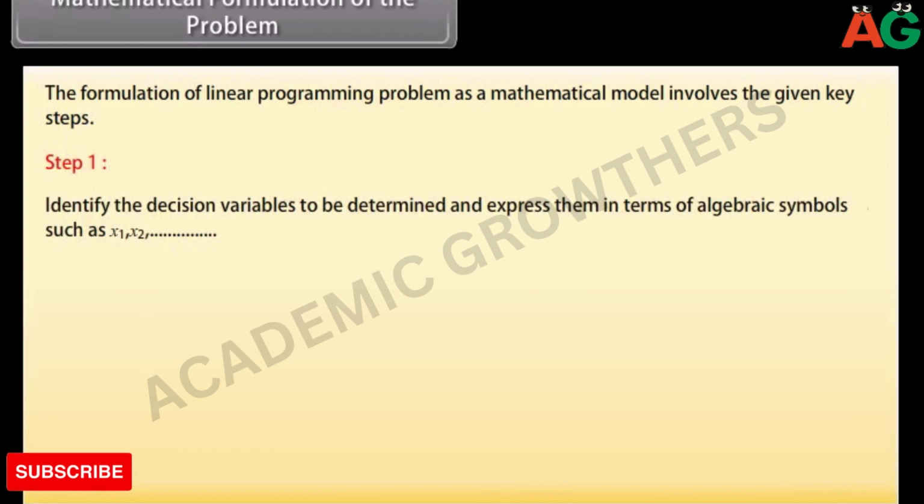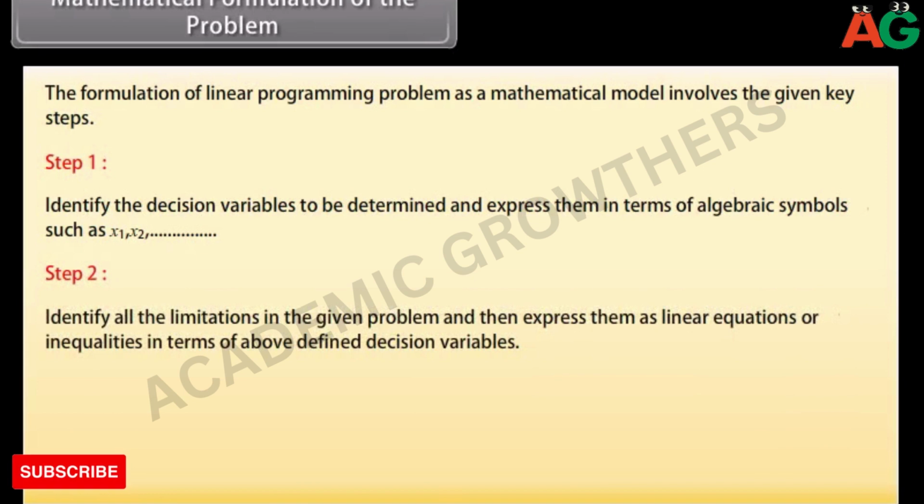Mathematical formulation of the problem. The formulation of linear programming problem as a mathematical model involves the given key steps. Step 1. Identify the decision variables to be determined and express them in terms of algebraic symbols such as x1, x2 and so on. Step 2.